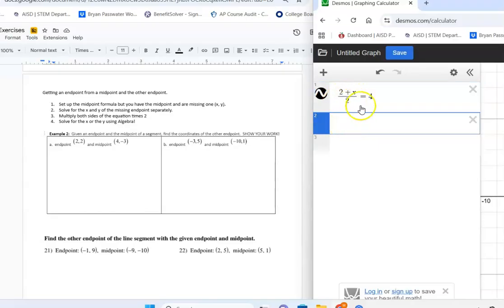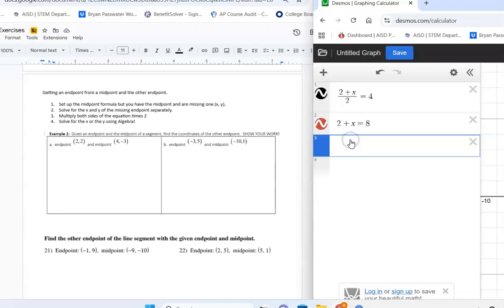You multiply both sides times 2, because I need to get rid of the dividing by 2. That creates 2 + x on the left side, and 4 times 2 is 8. Then if you subtract 2 from both sides, we find out the x value of that endpoint is 6, because that's 8 minus 2.